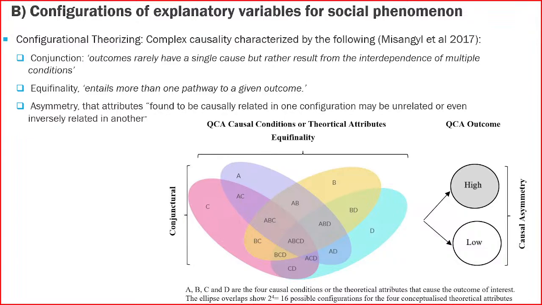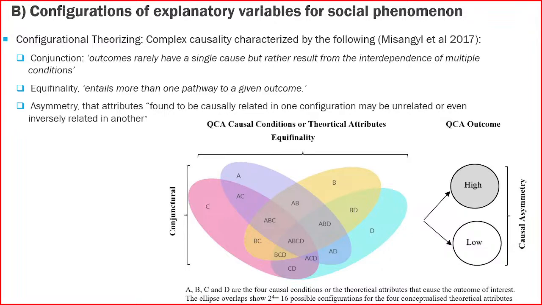So in previous slides, we had multiple explanatory factors, 7, 8, 10. Here, I have reduced those into 4. So those causal conditions or explanatory factors or theoretical attributes, A, B, C, D, there are 4. Now, mathematically, these 4 can combine in a variety of ways. 2 raised to power 4, there are 16 combinations. Some of those combinations would contribute to the outcome. Some of those combinations would not contribute to that outcome. This is what we call conjunction. Outcomes rarely have a single cause, but rather result from the interdependence of multiple conditions. So multiple conditions come together in different ways and contribute to an outcome.